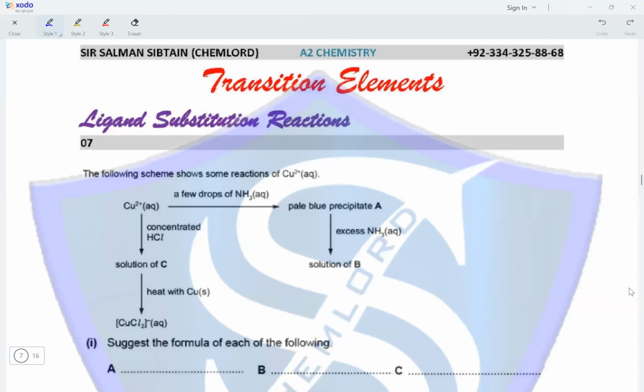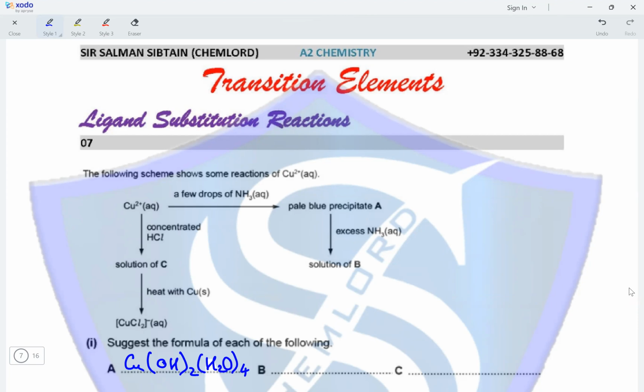Question 7. The following scheme shows some reactions of Cu2 positive aqueous. So, Cu2 positive aqueous on addition of a few drops of ammonia produces a pale blue precipitate. And they've asked to suggest the formula of each of the following. So, this pale blue precipitate would be Cu(OH)2(H2O)4.